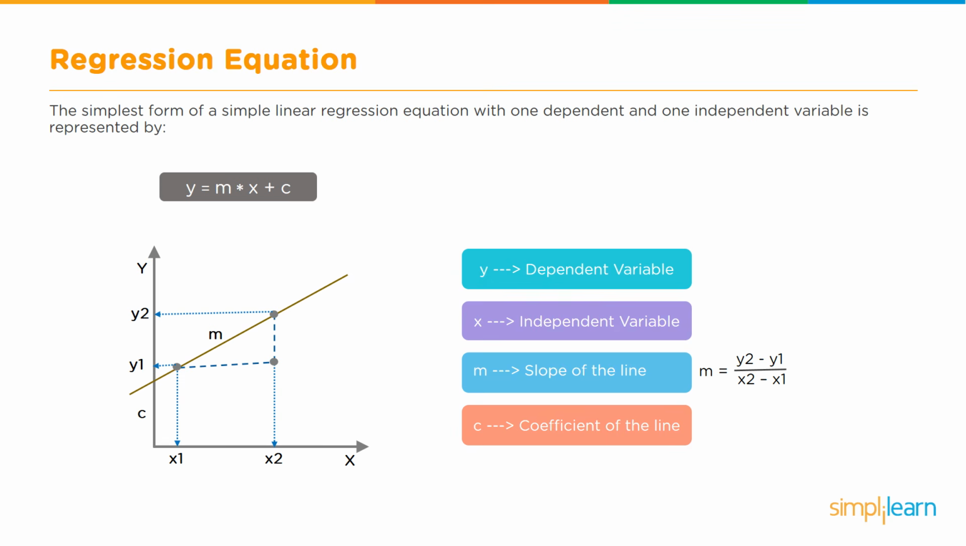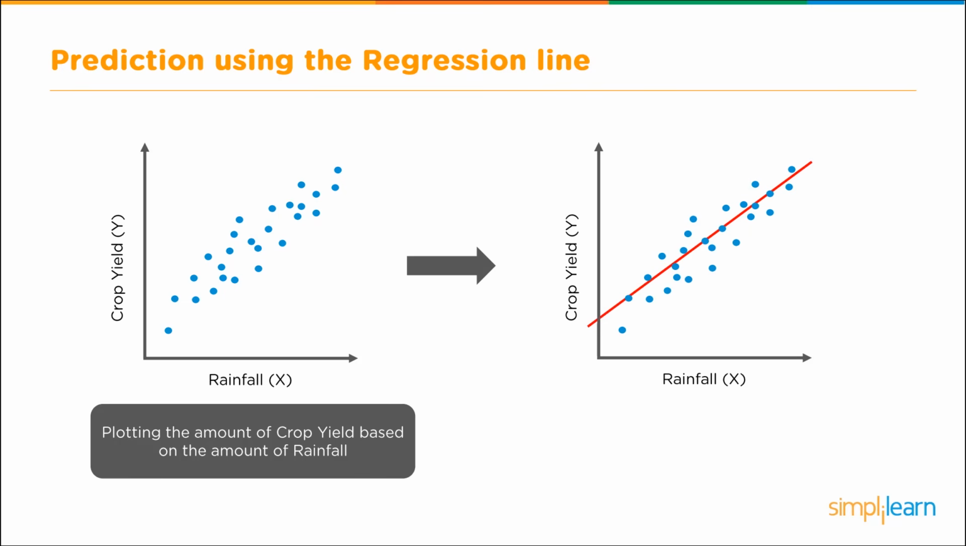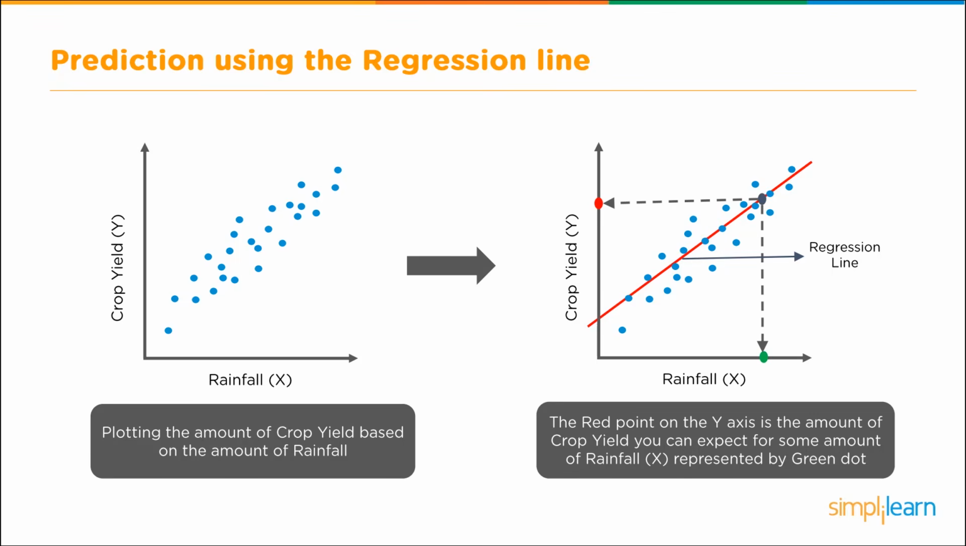Let's go back and look at an example we used earlier of linear regression. We're going to go back to plotting the amount of crop yield based on the amount of rainfall. And here we have our rainfall. Remember, we cannot change rainfall. And we have our crop yield, which is dependent on the rainfall. So we have our independent and our dependent variables. We're going to take this and draw a line through it as best we can through the middle of the data. And then we look at that.